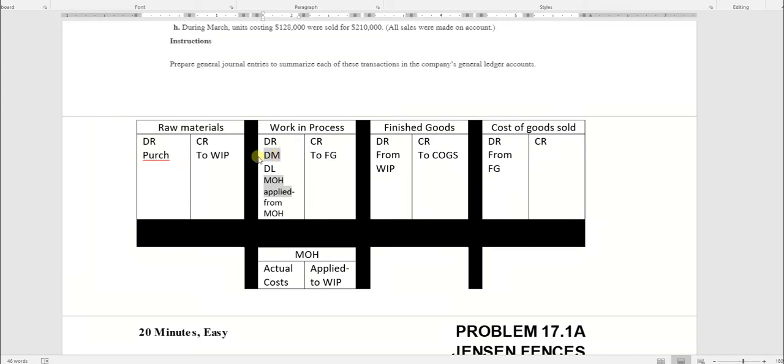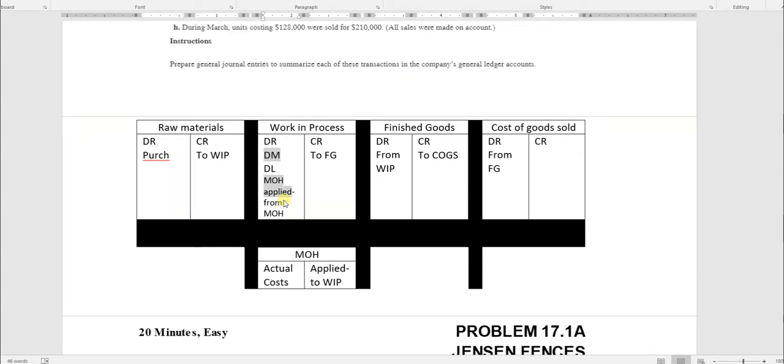When I add them from raw materials to WIP, I add direct labor and I add manufacturing overhead applied. Notice that comes from manufacturing overhead. I transfer out of WIP to finished goods, so to finished goods from WIP. I transfer out of finished goods to cost of goods sold. In my manufacturing overhead accounts, on my debits are my actual costs, and on my credits are my applied. So it's coming out of here into there. So make sure you know WIP has applied overhead.